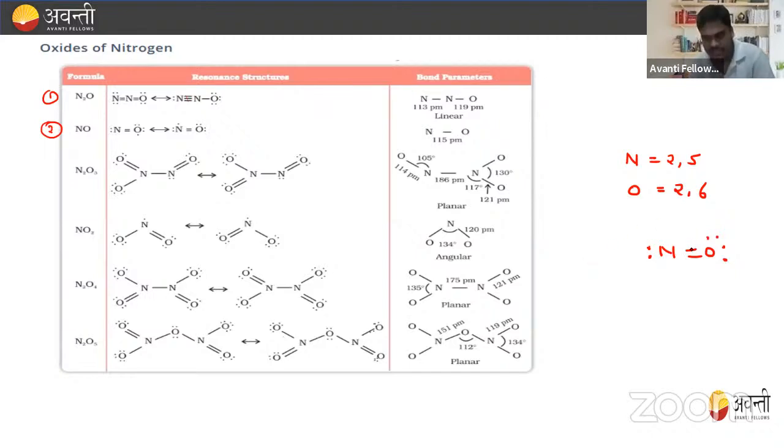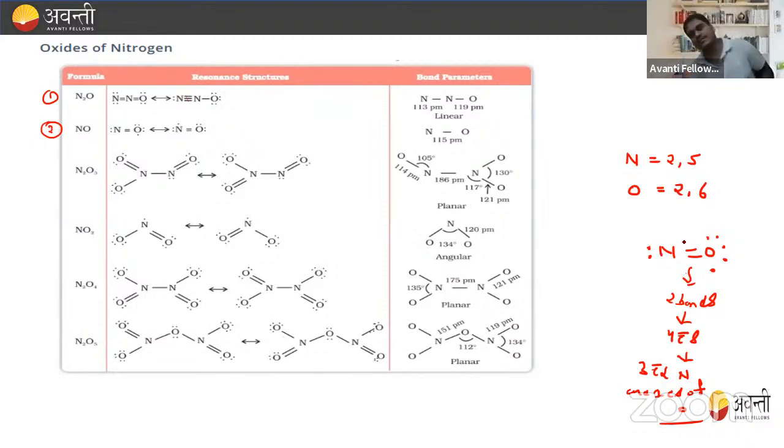These two bonds consist of three electrons of nitrogen and one electron of oxygen, that is, 2, 4 and 1, 5. So the two bonds mean how many electrons? Four electrons. Out of these four electrons, three electrons of nitrogen and one electron of oxygen are present. So this is the structure of NO.